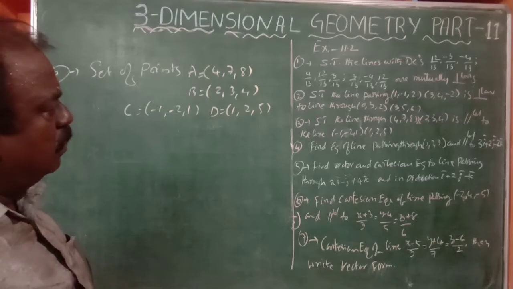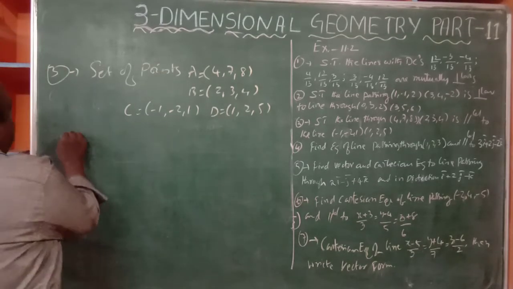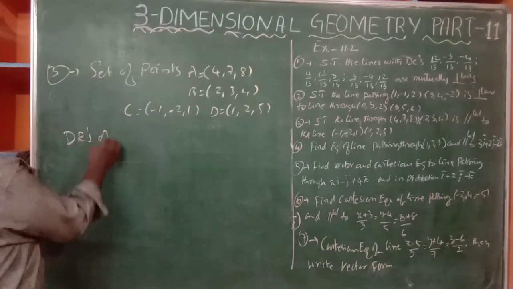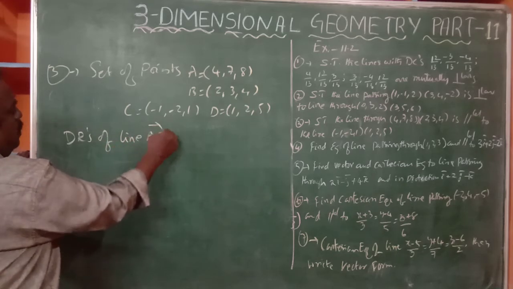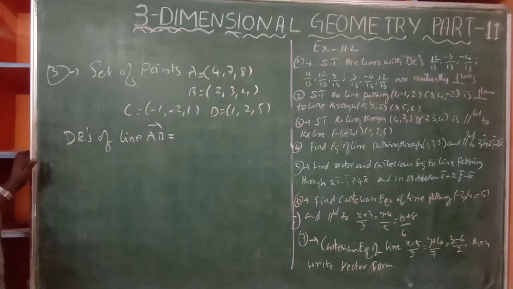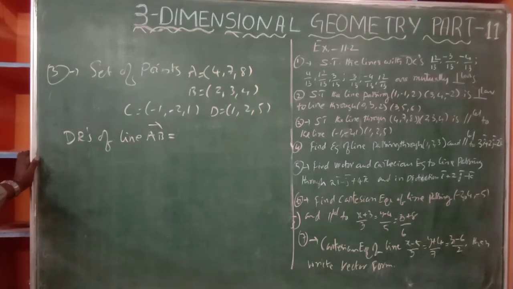Okay, now? Still. The direction ratios of line AB. Simply, we may write it as AB, or otherwise the line passing through A and B having the direction ratios. It is not needed to write like that.